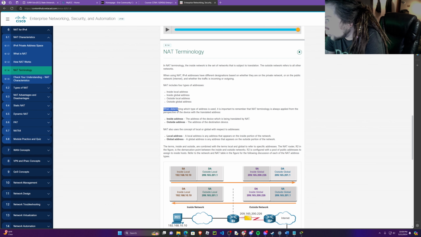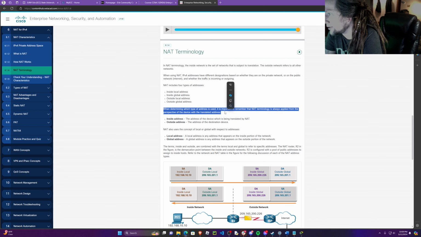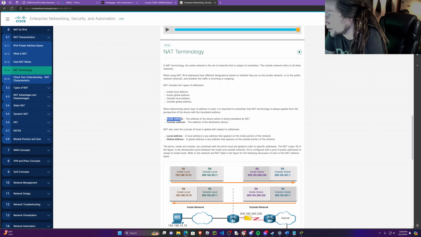When determining which type of address is used, it is important to remember that NAT terminology is always applied from the perspective of the device with the translated address. An inside address is the address of the device which is being translated by NAT. Outside address is the address of the destination device.